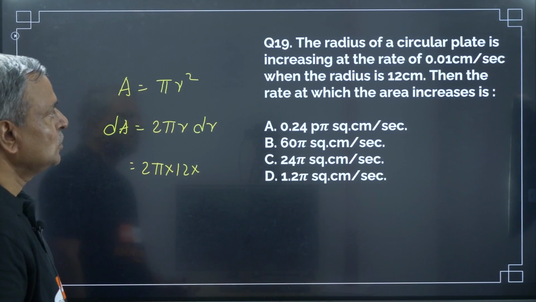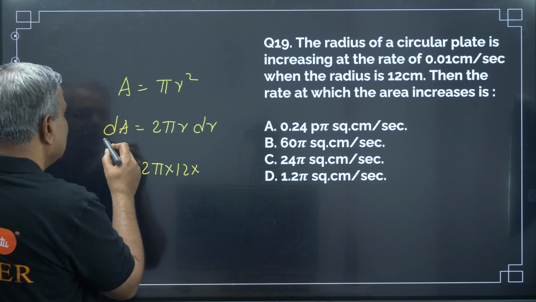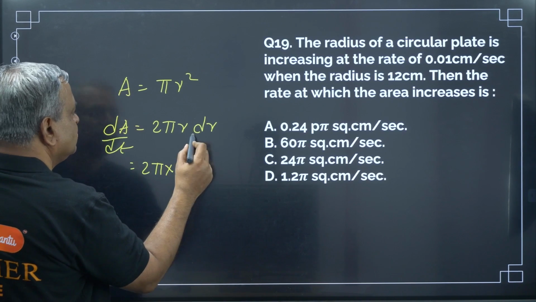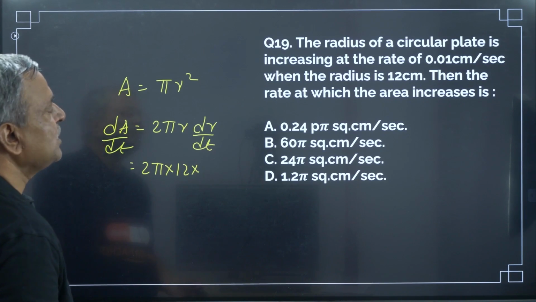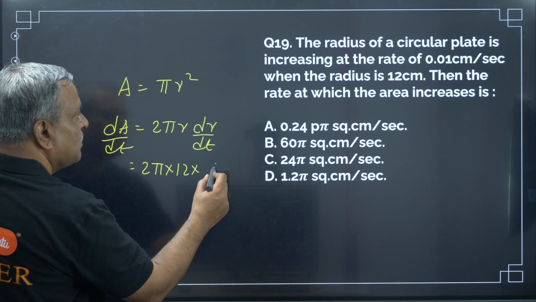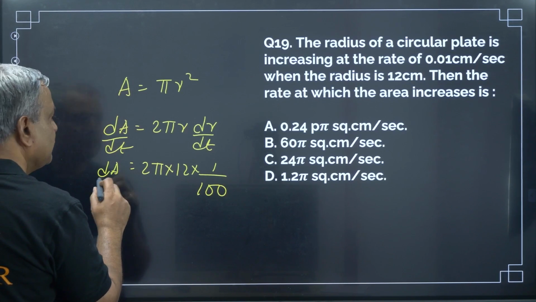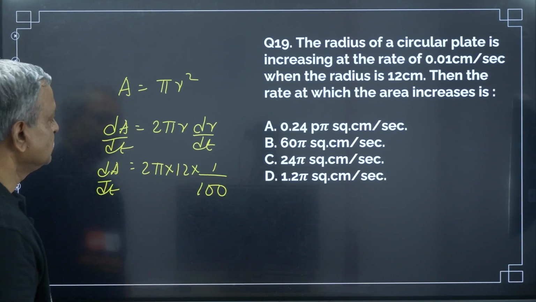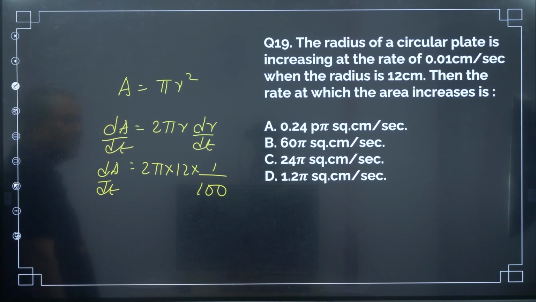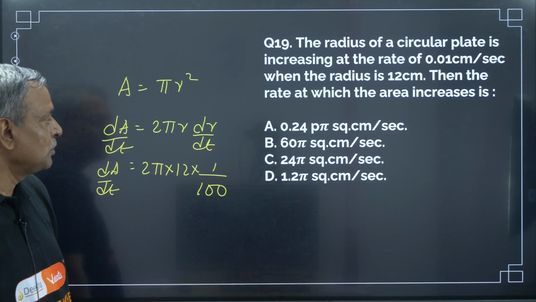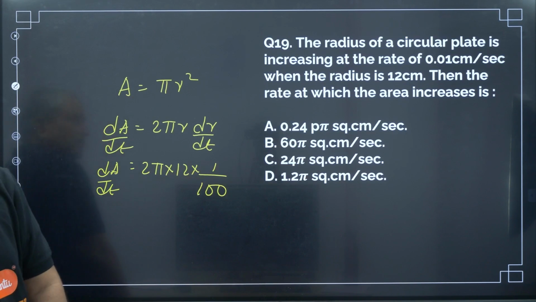Clear? Okay. What is the dr given? dr by dt, or you can write dA by dt. The radius of the circular plate increases at a rate of 1 by 100, so dr by dt is 1 by 100. So 2 pi times 12 times 1 by 100 is 24 pi by 100, that is 0.24 pi. Option E is correct.